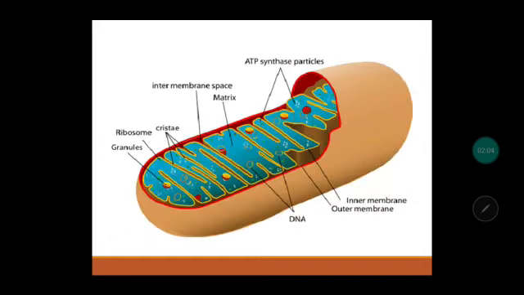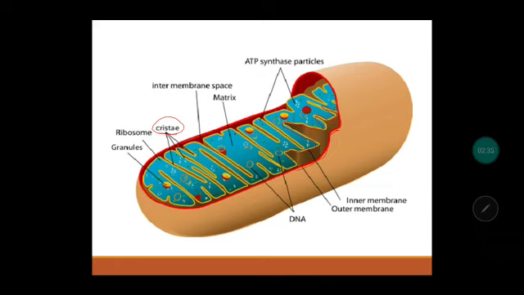Let us look at the structure of mitochondria carefully. This is a cross section of this organelle. Two membranes are there. This red part is the outer porous membrane. Then the inner folded membrane, you can see it is folded. These inner folds of the mitochondrial membrane are called cristae.